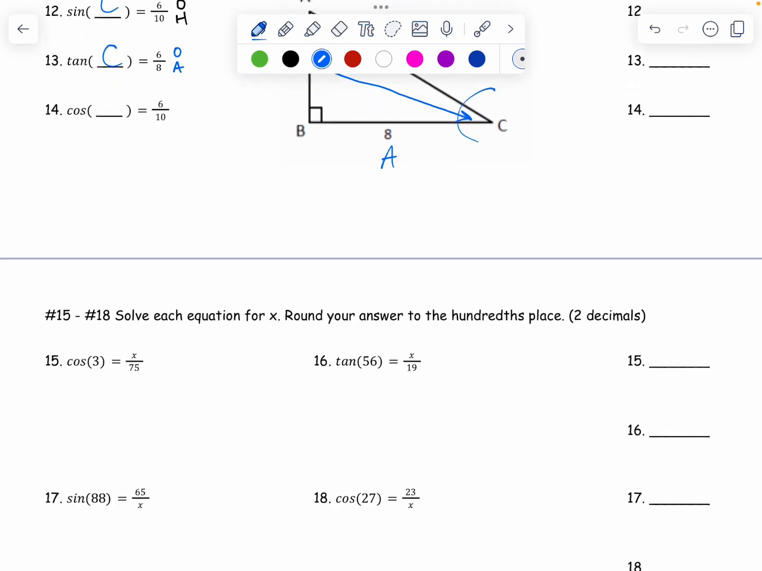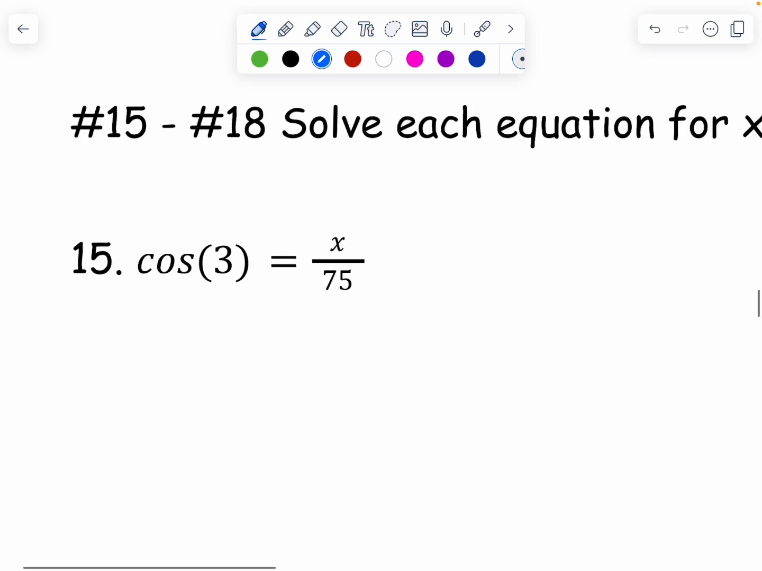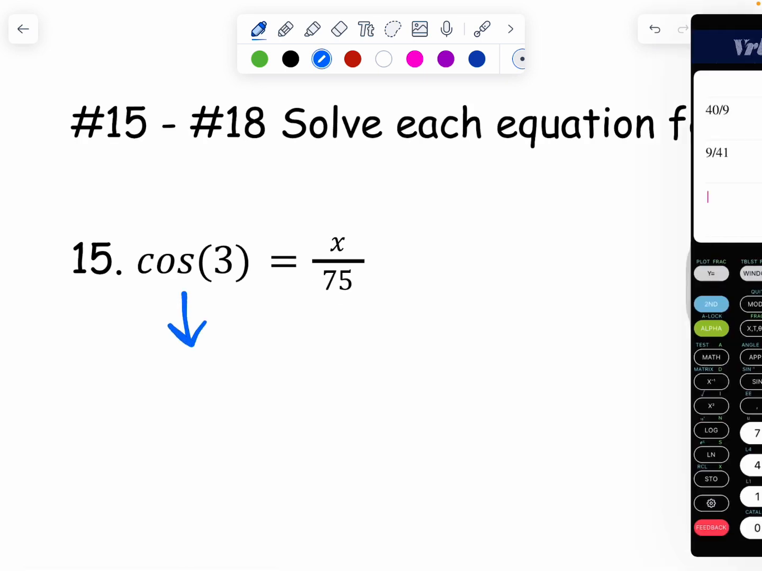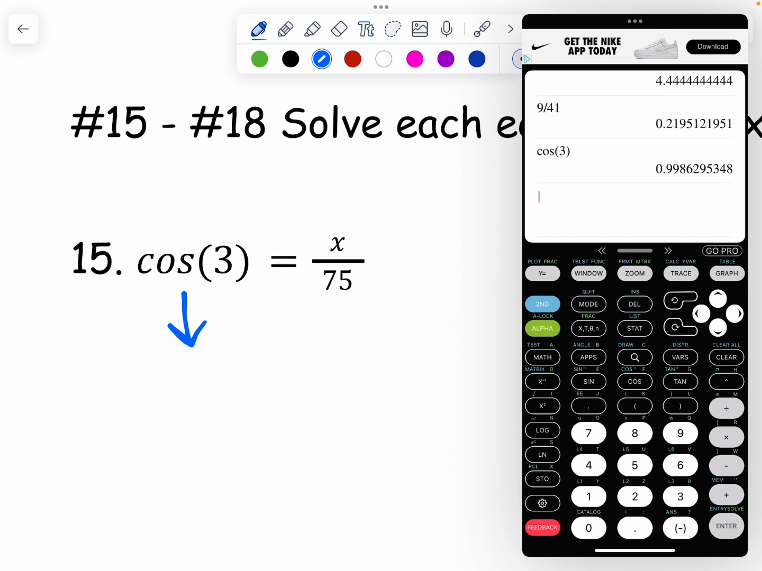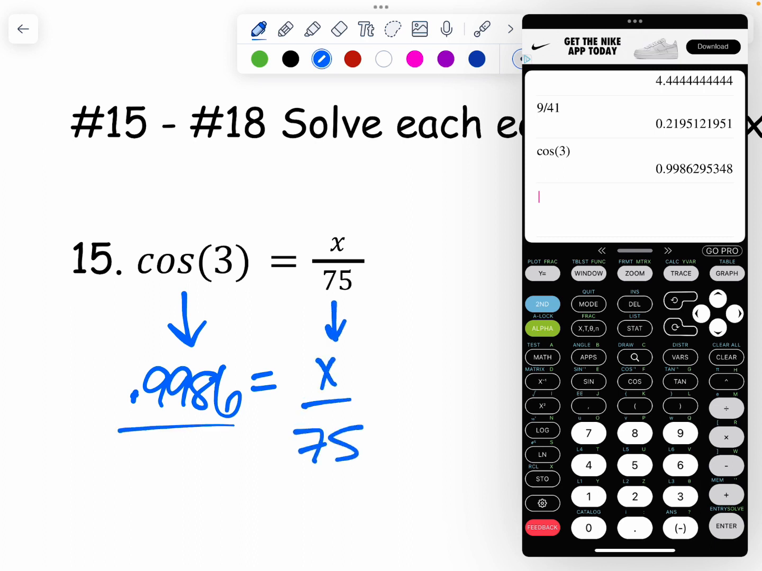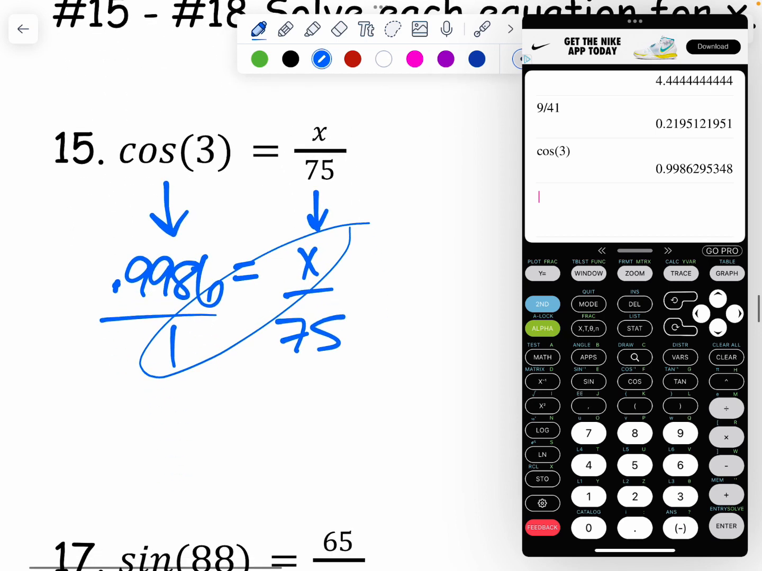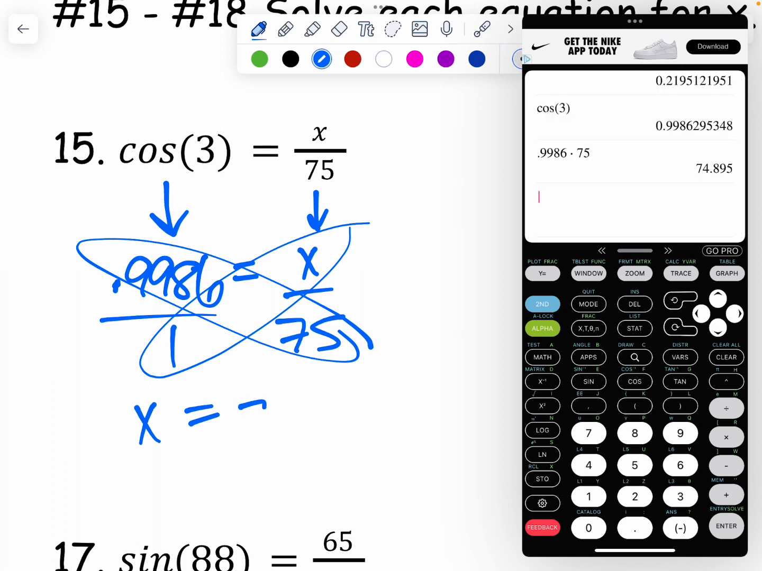Now is when we're going to use the calculator, and I'm pretty sure that for number 15, I can type cosine of 3 in my calculator. Cosine 3, enter. I'm going to put 0.9986. I'm going to use just 4 decimal places, and I usually do 4 decimal places until the very end, which is when I will round. And this fraction right here is still x divided by 75. I think you know what to do now. I'm going to put that decimal over 1 and cross multiply. 1 times x is just x. But this times 75 in my calculator, 0.9986 times 75 equals 74 point.